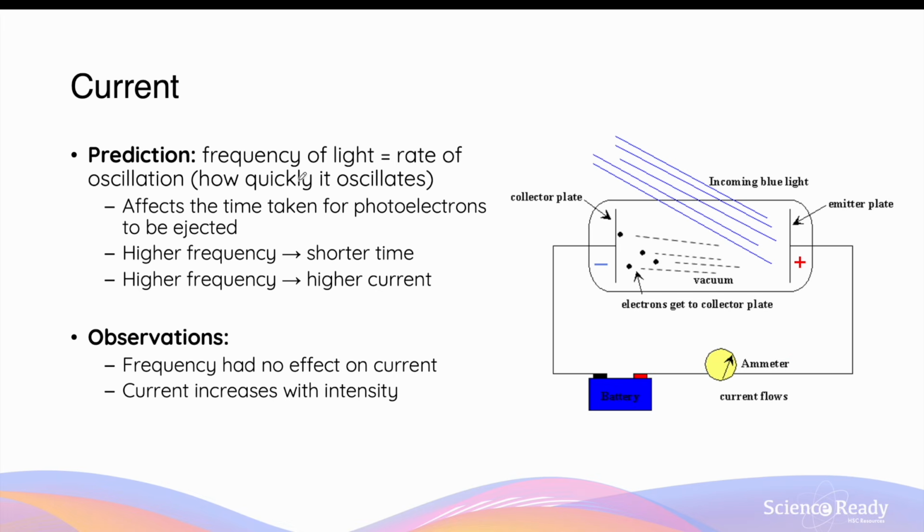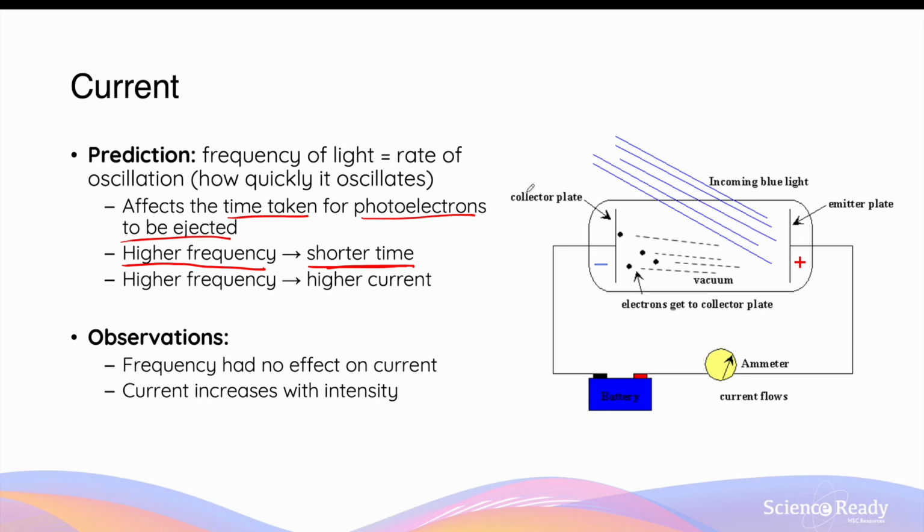In the wave model of light, frequency of light is the rate of oscillation. So this is how quickly the electric and magnetic fields oscillate. The frequency therefore affects the period of oscillation and the time taken for the photoelectrons to be ejected. When the light has a higher frequency, this will result in a shorter time of oscillation, which means the electrons will take a shorter time to leave the metal and at an earlier time.